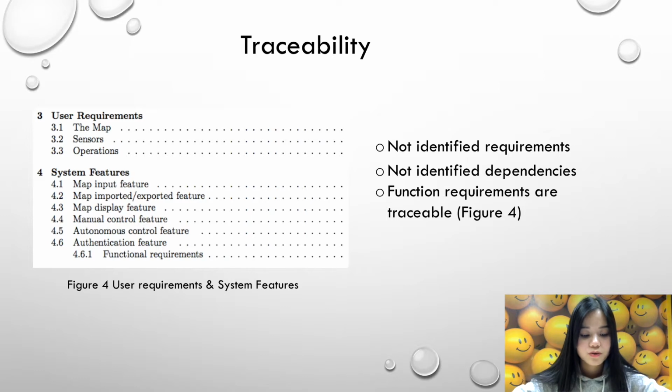Traceability. Requirements are not identified with ID, leading to no clear explicit dependencies among the requirements. For functional requirements, they can be traced in the System Features section. For example, the map input feature in the system corresponds to the map requirement in the User Requirement section.